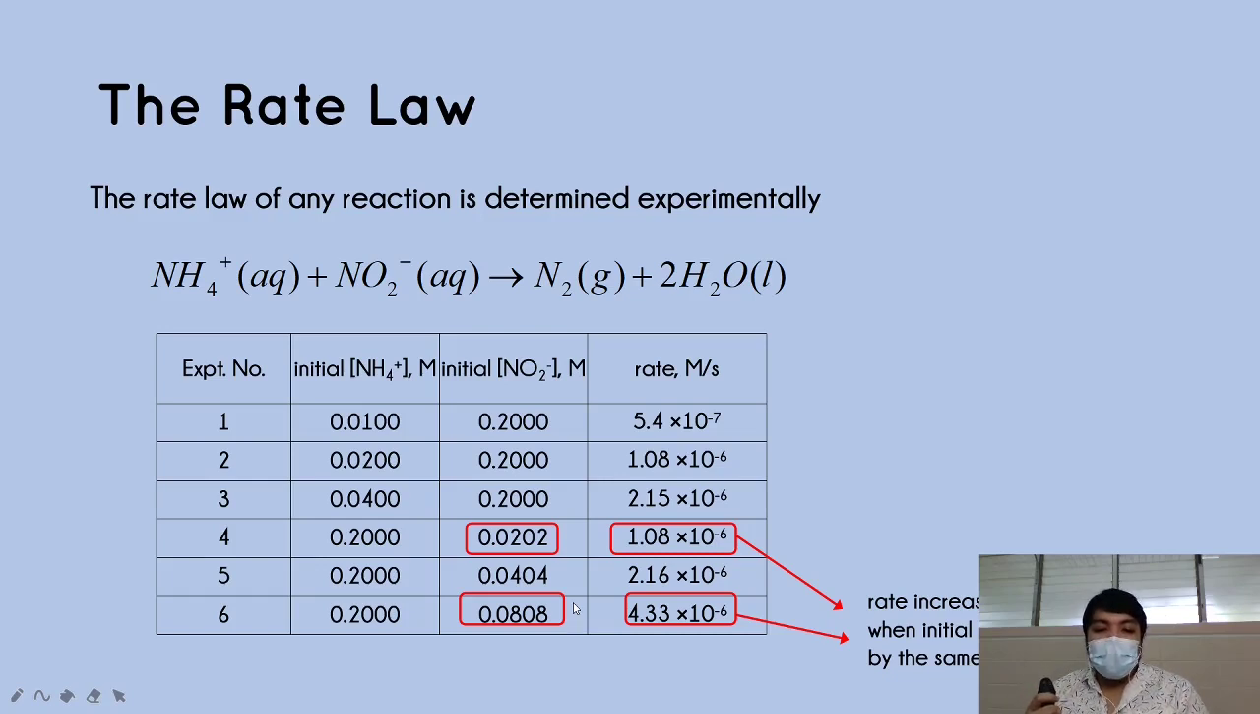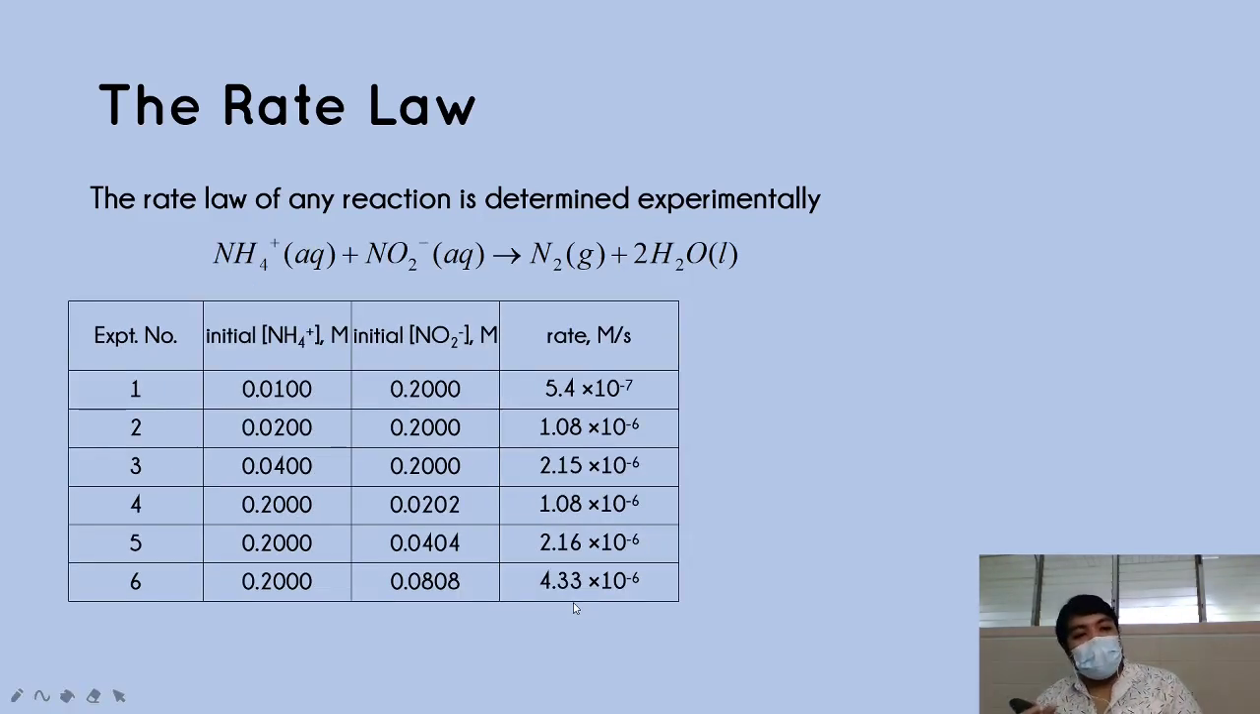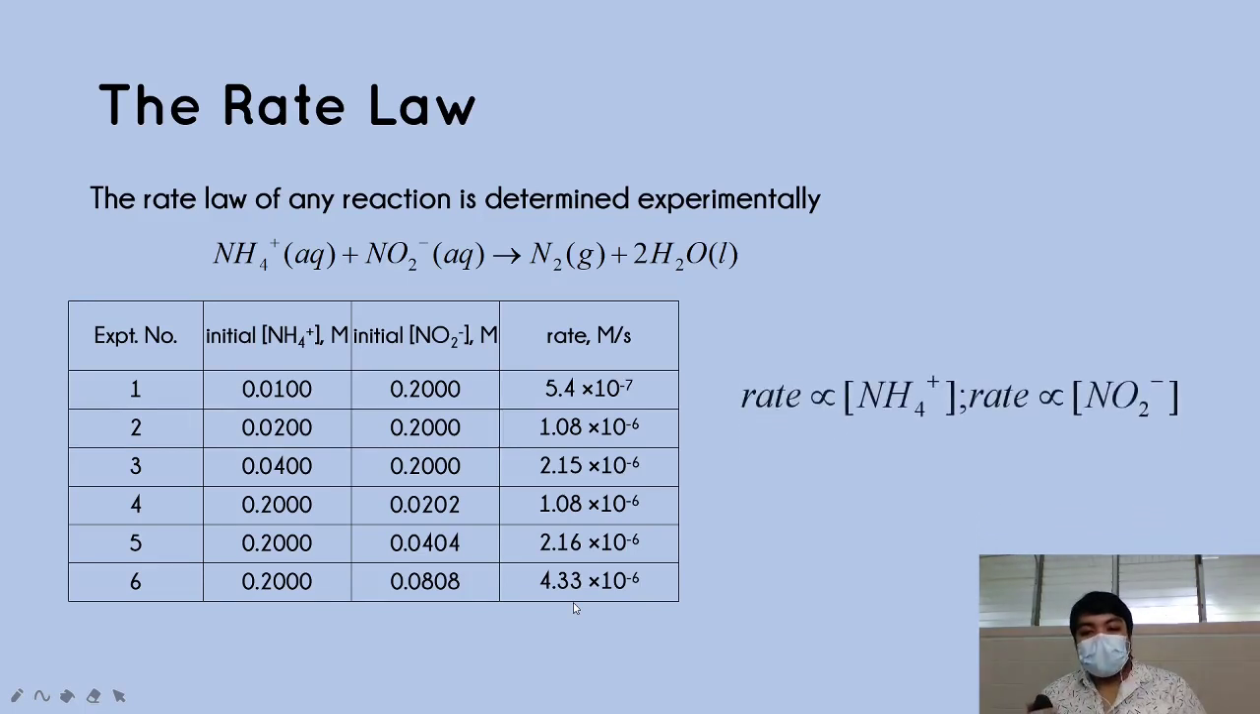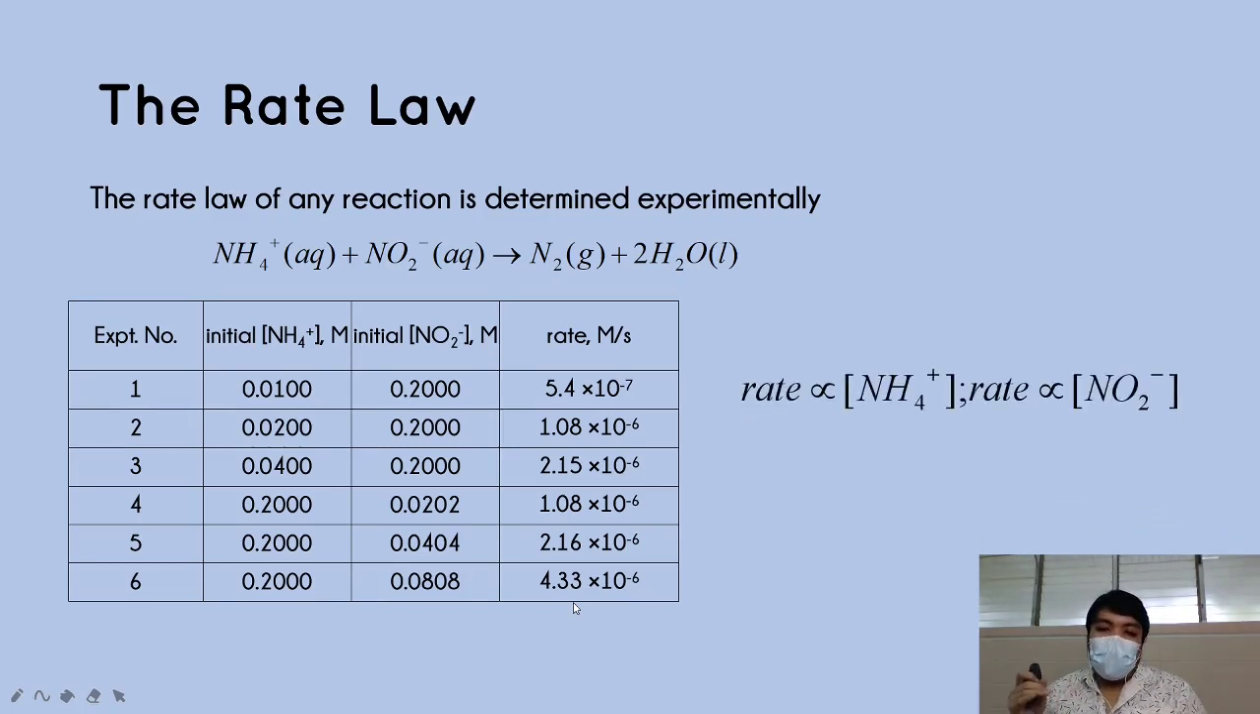So from the data that was gathered here, thanks to Brown and LeMay for providing this data, when you increase the initial concentration of your ammonium cation by a certain factor, the rate also increases by that same factor. The same is observed with the nitrite ion.